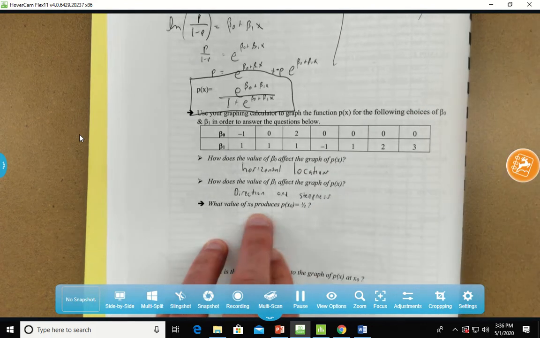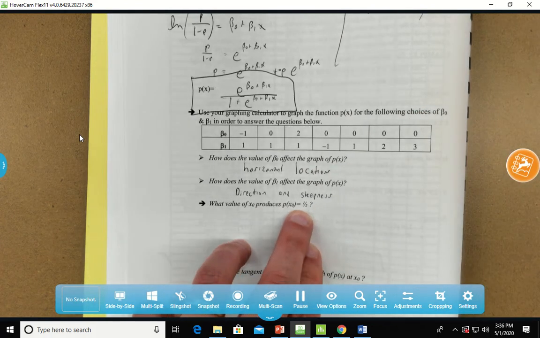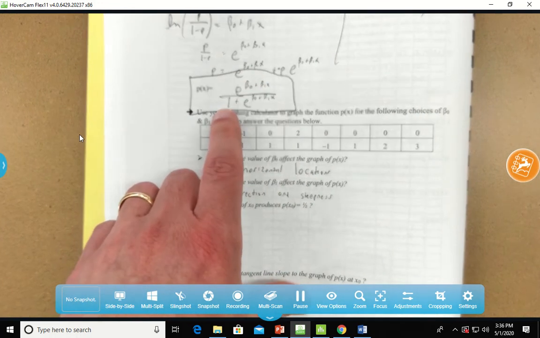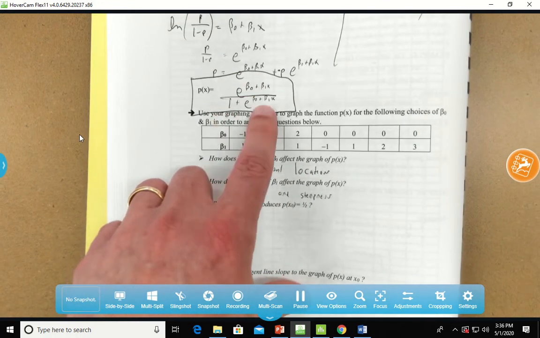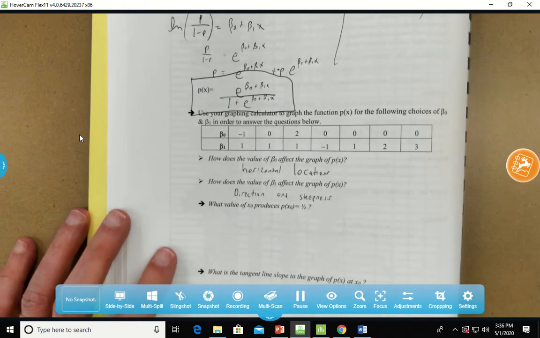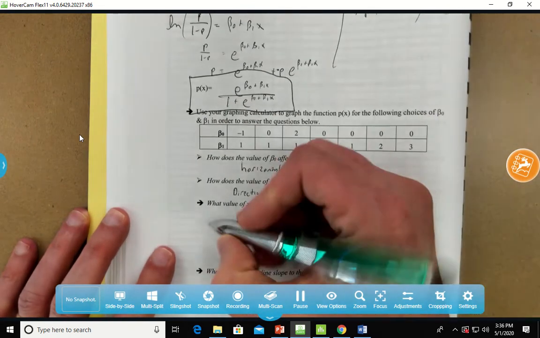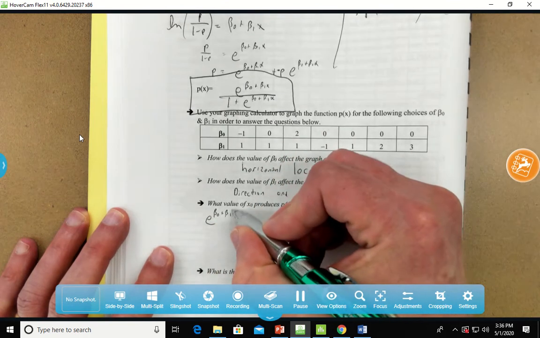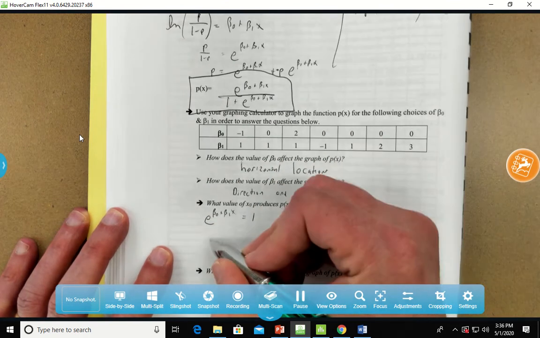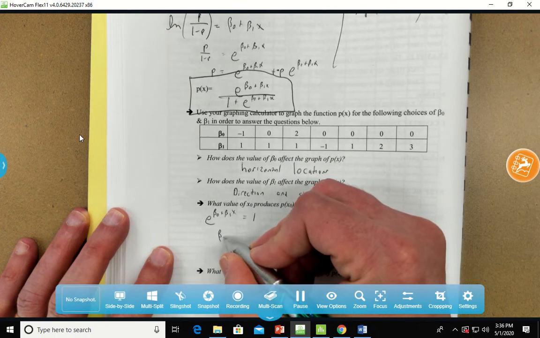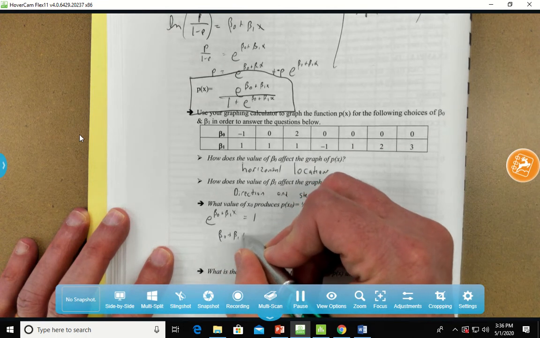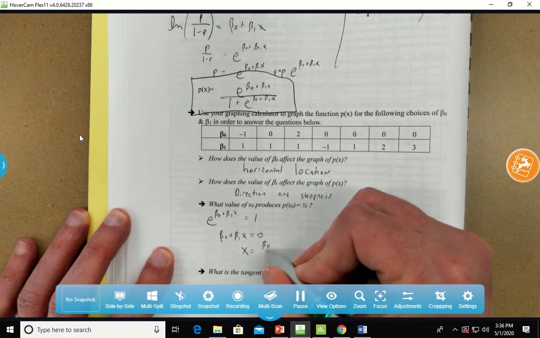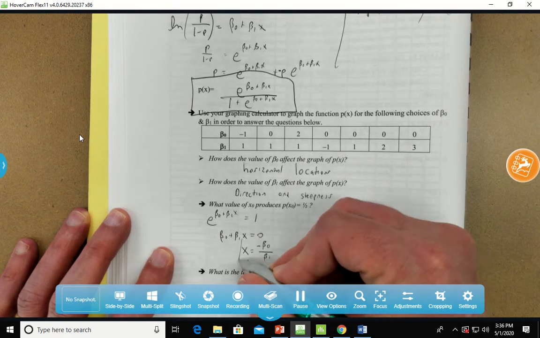Let's figure out what x naught would produce 1/2. Well, if we take this numerator to be 1, and the denominator, that would be 1 over 1 plus 1, or 1/2. So what we need to solve for is that e to the beta naught plus beta 1x has to equal 1. Remember, e to the 0 is 1. So the exponent would have to be 0. So x would have to be negative beta naught over beta 1.